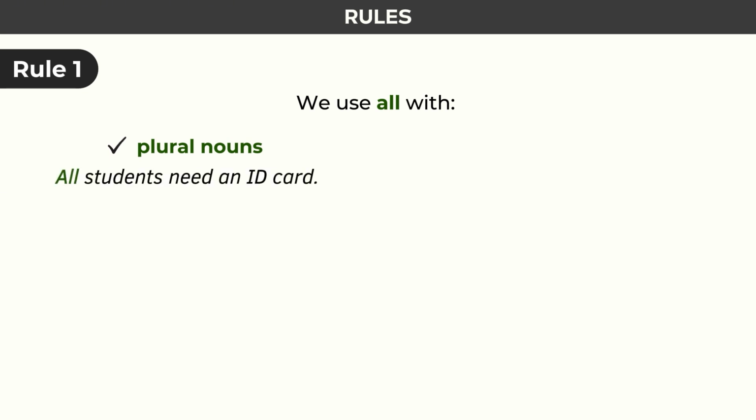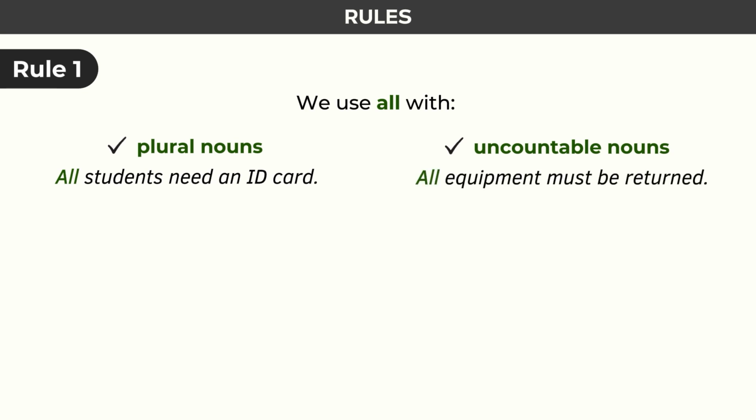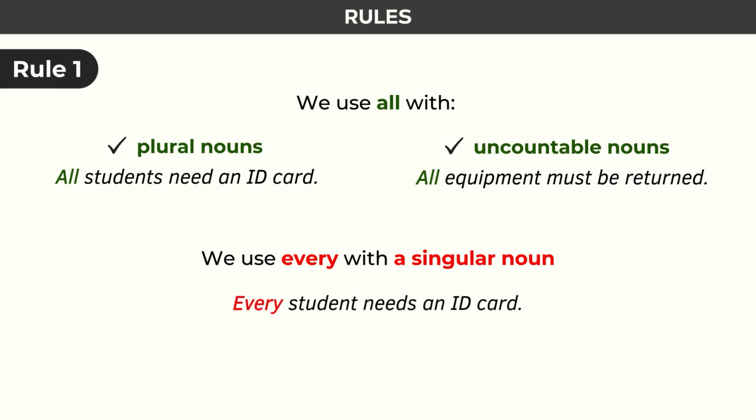Rule 1. We use all with plural nouns. All students need an ID card. And with uncountable nouns. All equipment must be returned. We use every with a singular noun. Every student needs an ID card. Every child wears a uniform. Why singular? Because every means each individual one in the group.